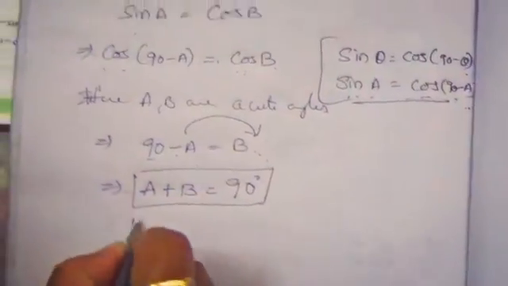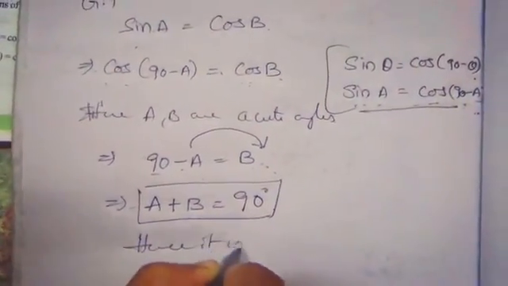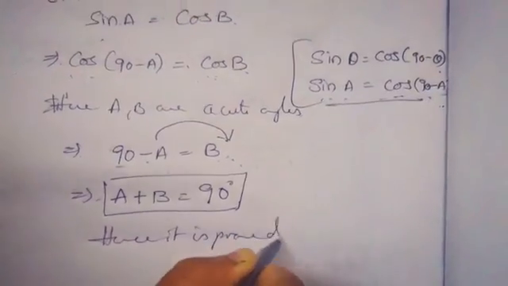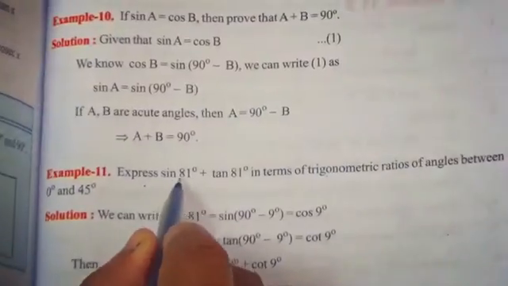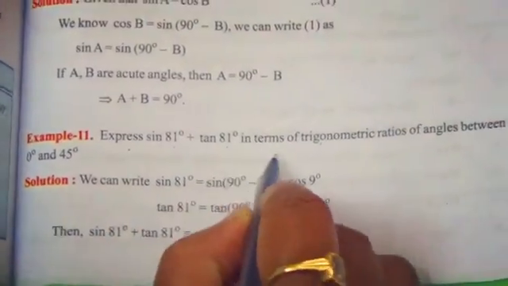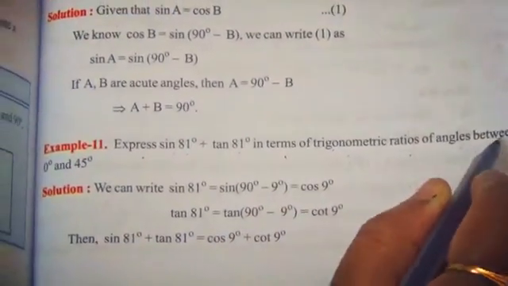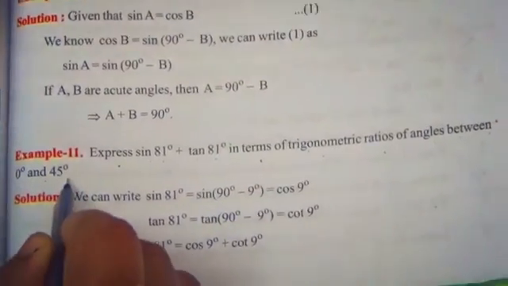This we have to prove. Hence it is proved. Okay. Next, example 11. So look at here. What is example 11? Express sin 81 plus tan 81 in the terms of trigonometric ratios of the angles between 0 and 45 degrees.